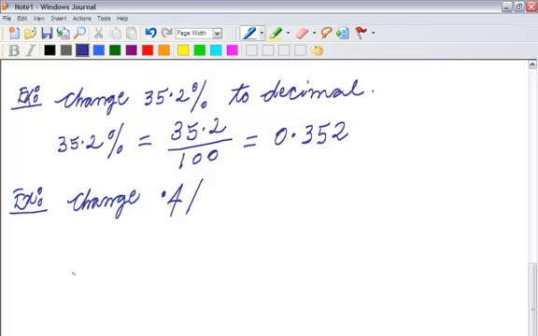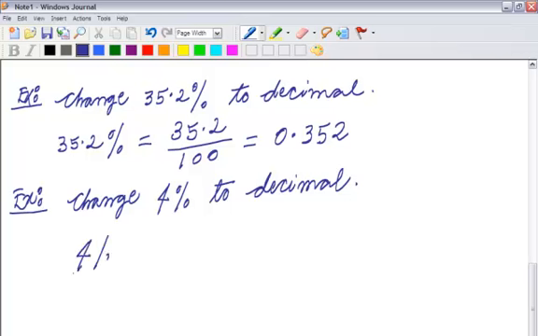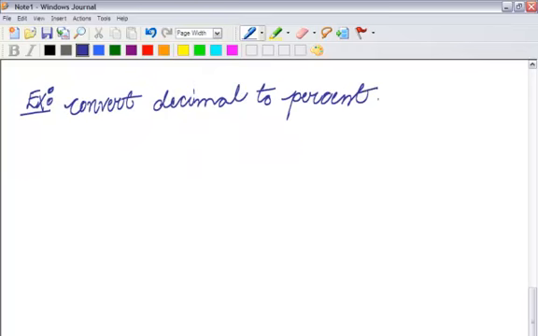No, sorry, not 0.4%. Let's say I want to change 4% to a decimal. How would I do it? 0.04. Again, 4% simply means the same as 4 over 100. So that's 0.04, right? Well, let's see a couple of examples.